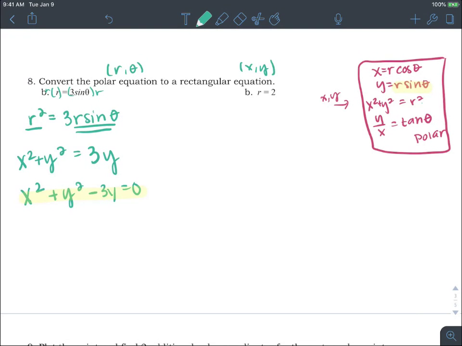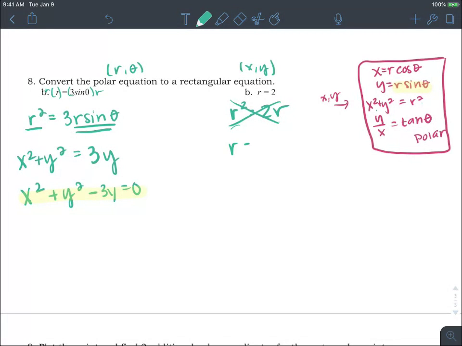For r equals 2, multiplying by r is not the only trick. In this case, if I multiply both sides by r, I get r squared is equal to 2r. And I'm like, okay, well, this side is good because I can replace that with x squared plus y squared. But on the right side, I have nothing to replace just a plain r with. So this multiply by r is not going to work. I'm going to try something else.